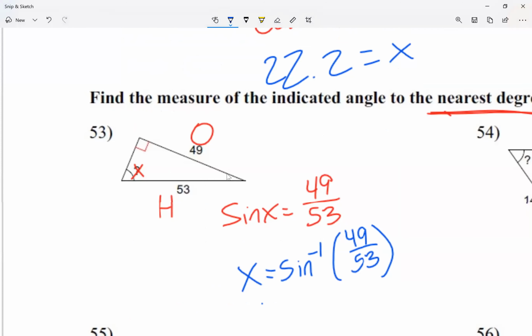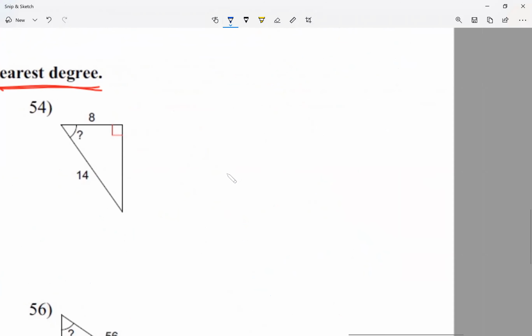So let me come back and I'm going to say x equals 68. And again, on your homework, you don't type in x equals, just type in 68. All right, that's not bad. Let's take a look at question number 54. I have the hypotenuse, I have the adjacent, and I'm solving for x.